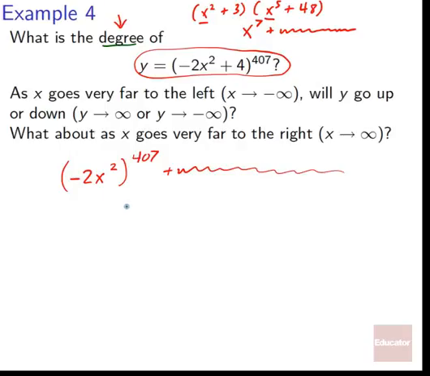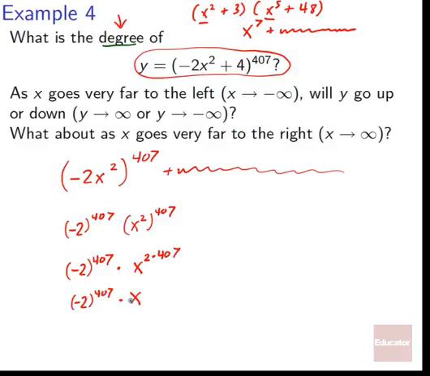So negative 2x squared to the 407, well, we distribute that to the negative 2 to the 407, x squared to the 407. So if we've got 407 x squareds, then it's x squared times x squared times x squared times x squared. So it's going to be the same thing as x to the 2 times 407, because they're going to iterate that many times. So we've got negative 2 to the 407 times x to the 2 times 407, which is negative 2 to the 407 times x to the 814. So our degree is n equals 814. That is our degree for this polynomial.